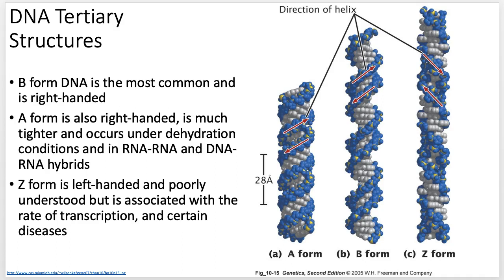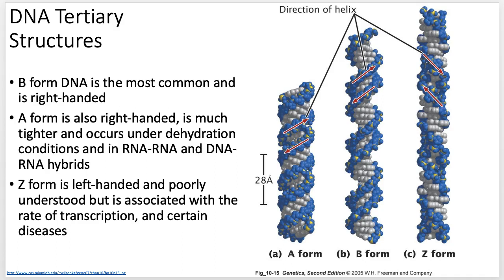Z form is kind of weird. It's poorly understood, but it's generally associated with a few diseases. You can find Z form more often. So it's almost like the entire molecule kind of got shifted. If you grab the left side and the right side of the molecule and just shifted them, then it bends differently, and now it twists differently. It is associated with the rate of transcription in some diseases.